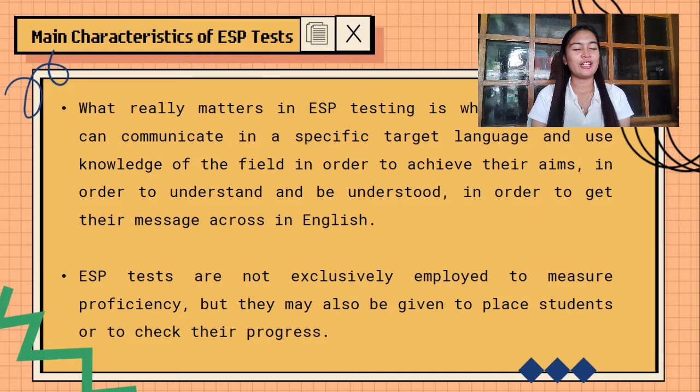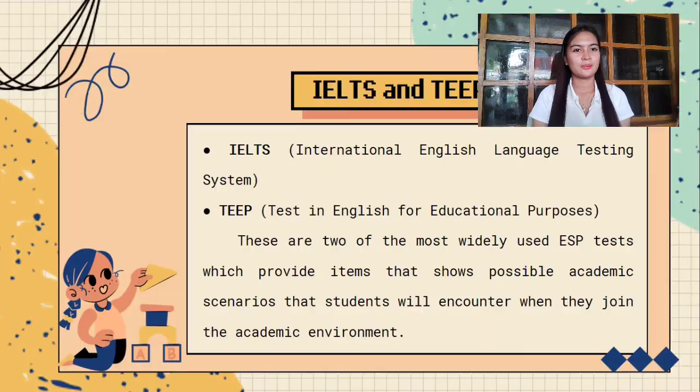Another thing that really matters in ESP testing is that tests are not exclusively employed to measure proficiency, but they may also be given to place students or to check their progress, a tool that will help to determine what students have learned over a period of time and to summarize their progress relative to curriculum objectives.